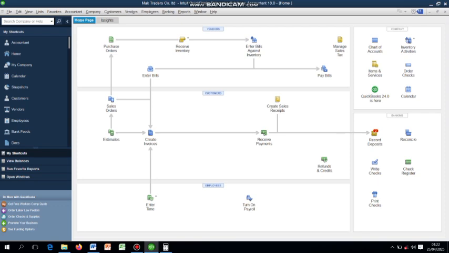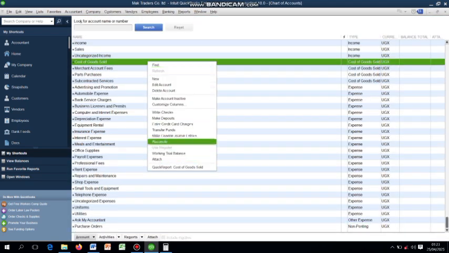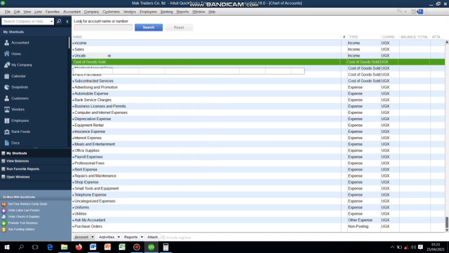So the next transaction, they said the following expenses were all paid by check. So since they are all on the same day, I'm going to go to our chart of accounts and I'm going to make a journal and I'm going to write all of them there.